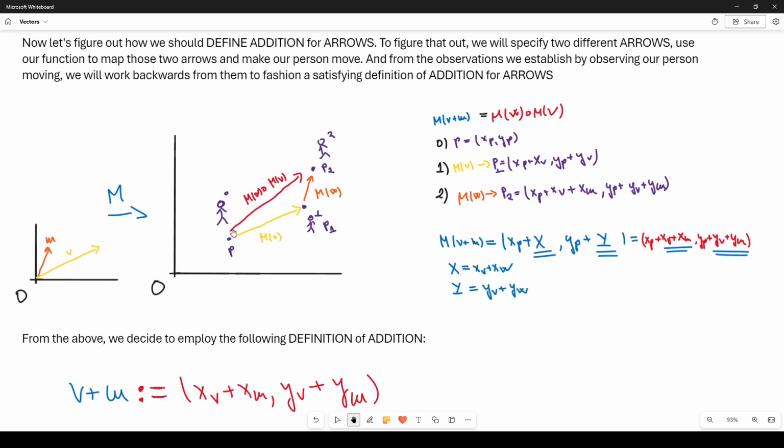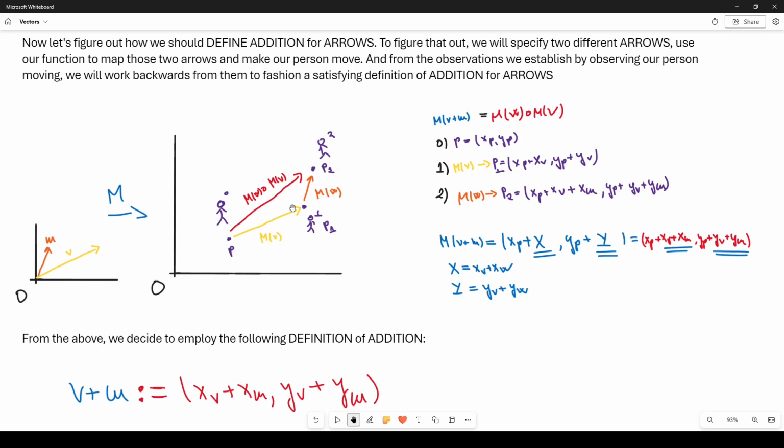So I would like for the definition for my addition of two arrows to be equal to this arrow over here, which corresponds to this movement over here. So I would like the sum of my two arrows to be such that when I apply M to them, I get the same as this arrow over here.